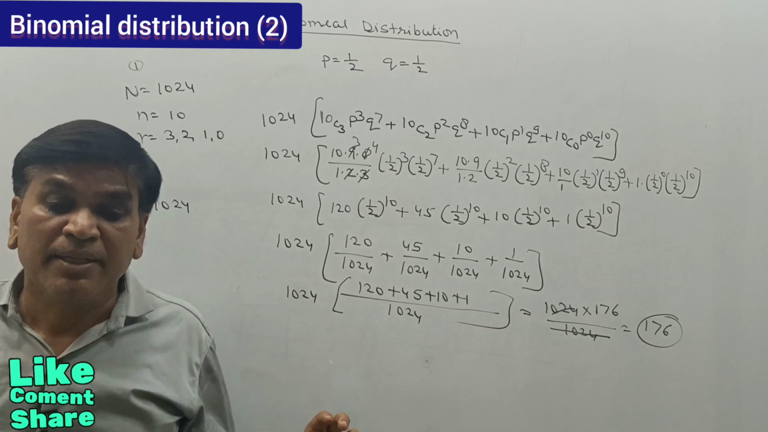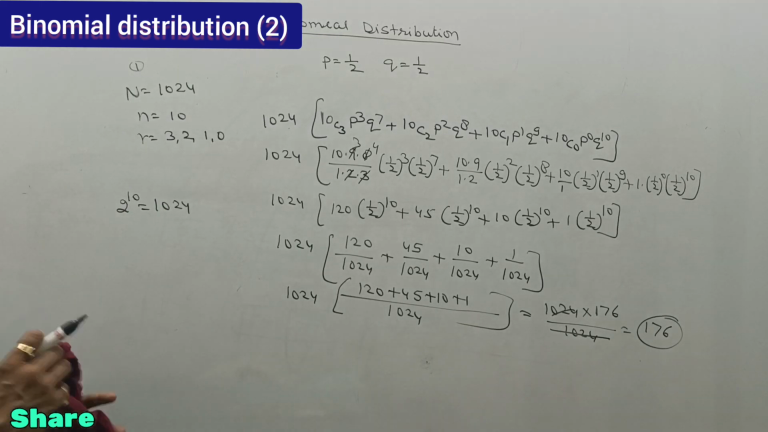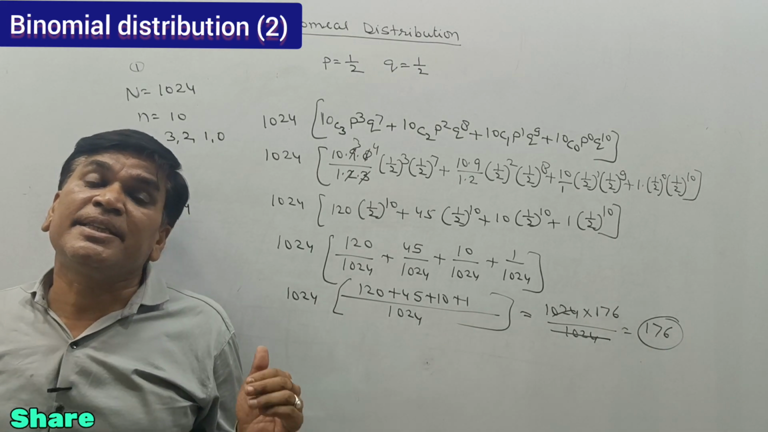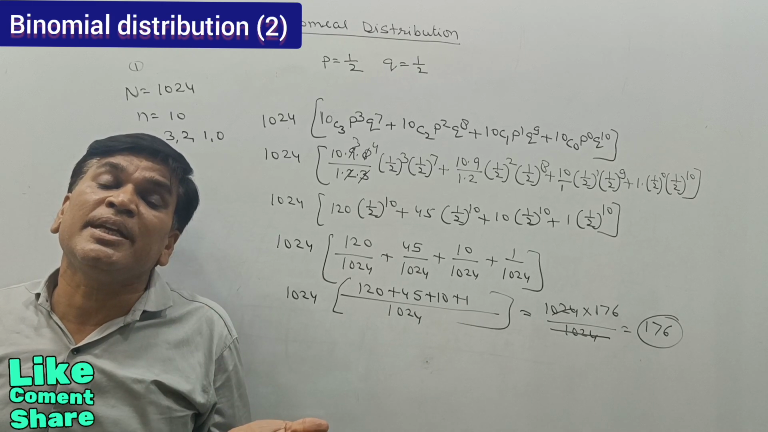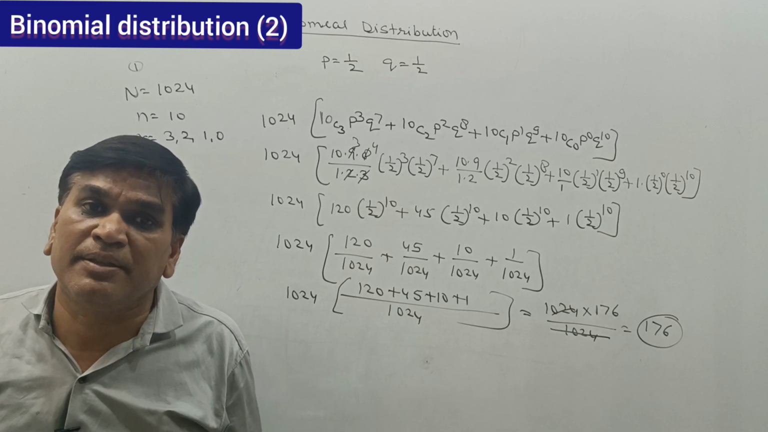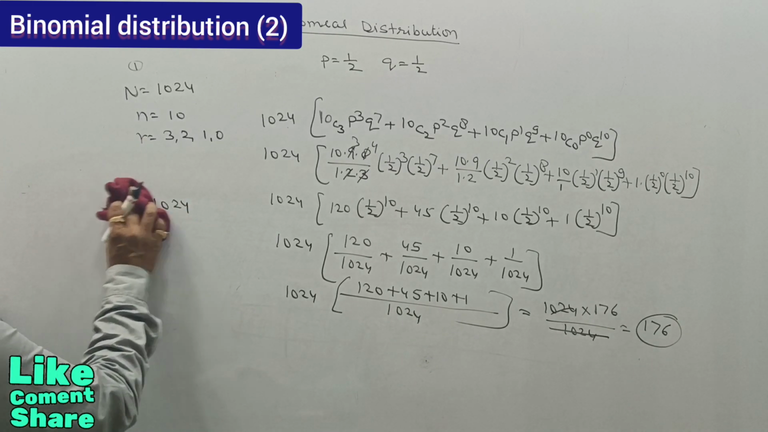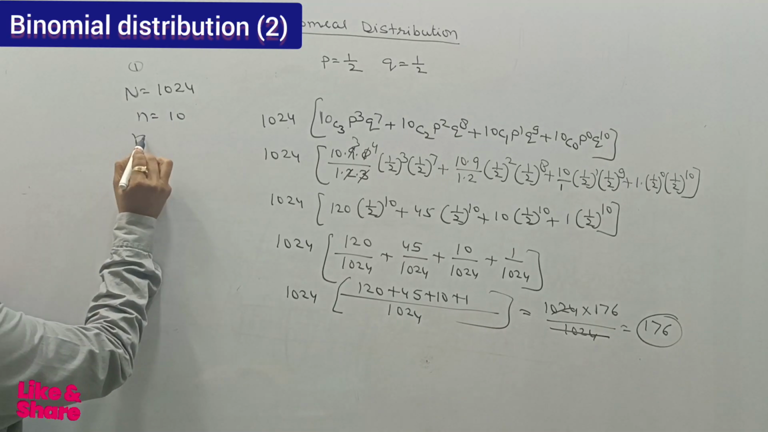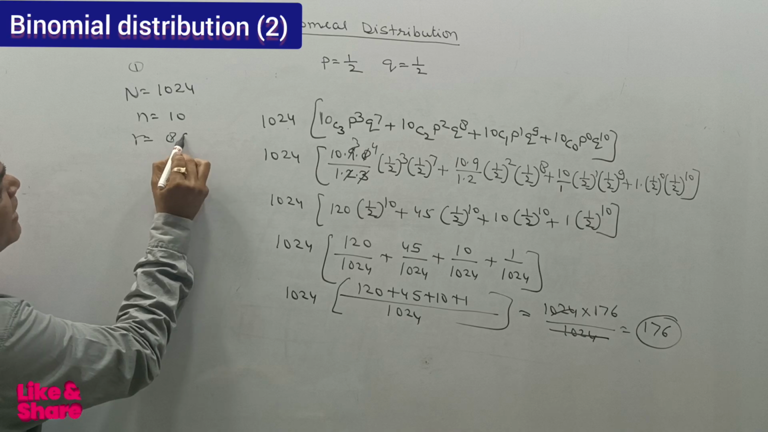It's very important: if the question asks how many reporters will say that 8 or more than 8 persons are watching this serial, then we take 8 or more than 8, that is 8, 9 and 10.